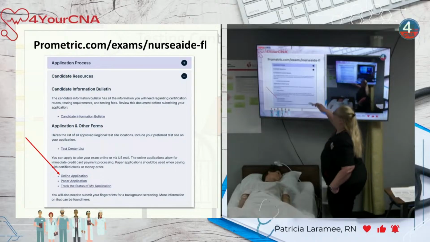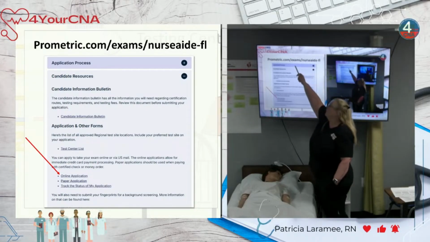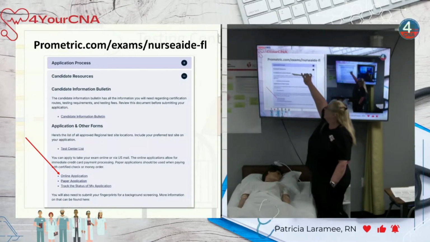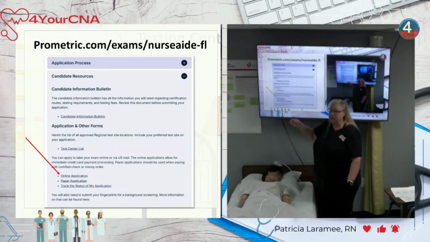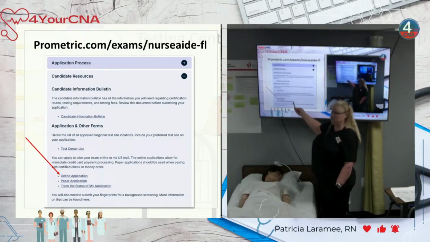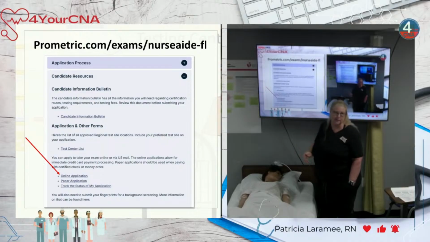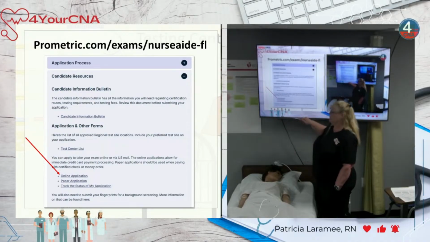So, under Prometric's website, we looked at the application process, but there's another drop-down menu under candidate resources. And here we also have a link for the online and the paper application. They're here too. But just below it, you've got to track the status of my application. So if you're not hearing anything from Prometric, you need to use this link to sign in to see where your application is in the process. Keep up with this. Okay.